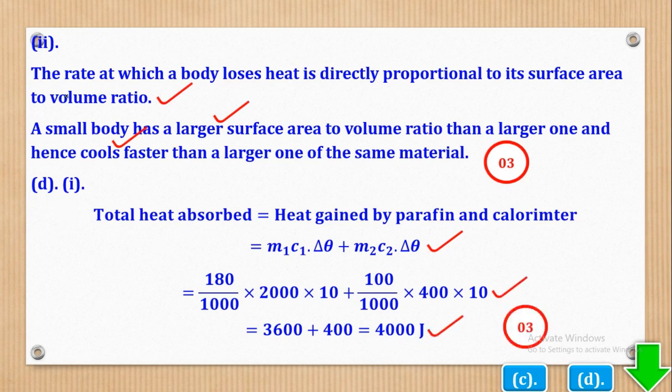For this slide, 1 mark for stating that, 1 mark for the words larger surface area, and 1 mark for cooling faster. Then 1 mark for stating the formula for heat gained by both paraffin and calorimeter, 1 mark for substituting, and 1 mark for the final answer.